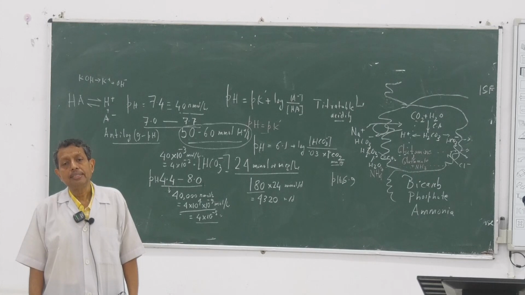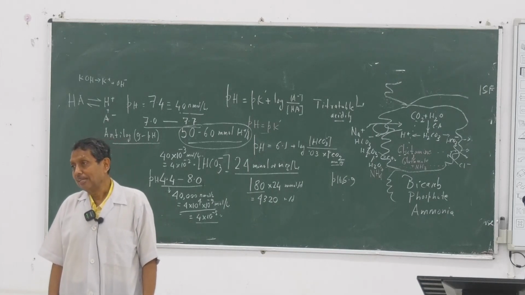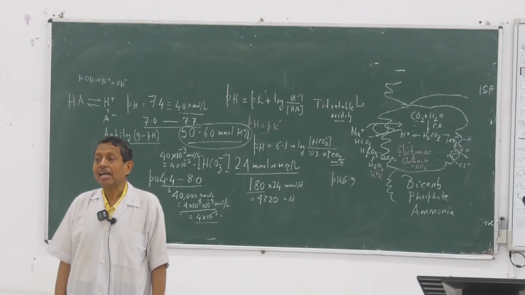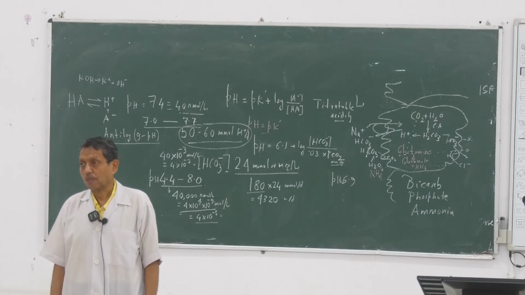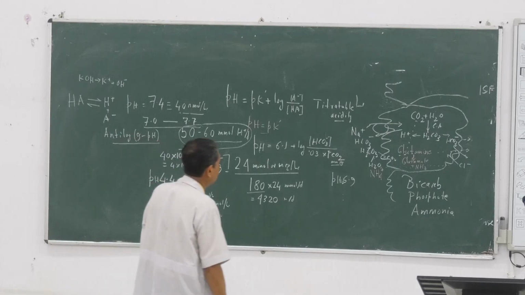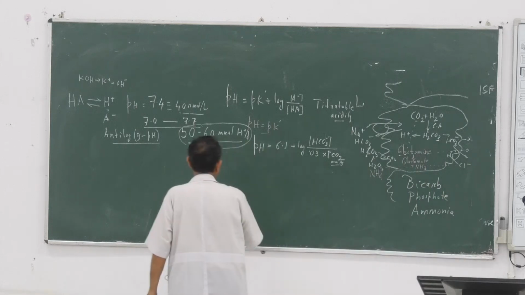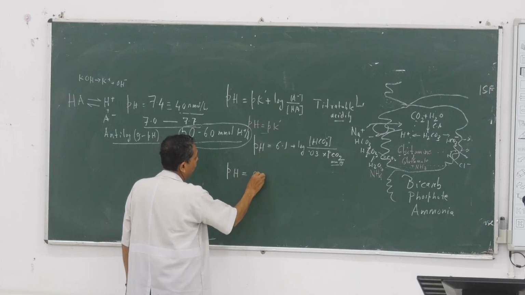So titratable acidity is also not applied to the ammonia buffer. In case of the ammonia buffer, pK prime is high, so its contribution is negligible when it is titrated up to the value of 7.40. Suppose in case of the ammonia buffer, pH is equal to, suppose, 9.4.